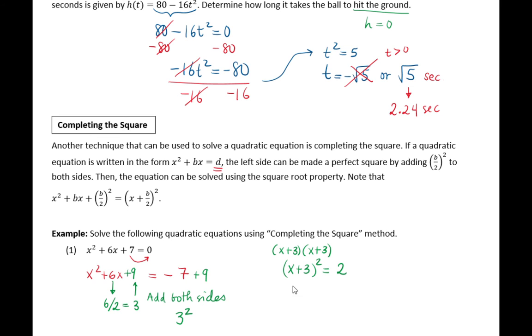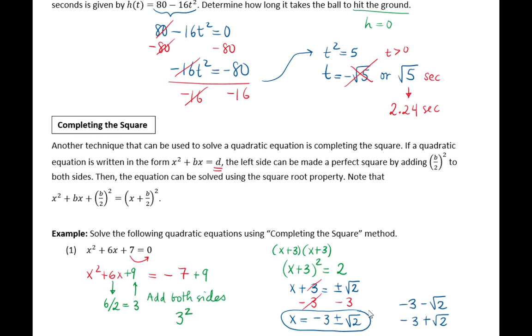So from here we can just say x plus 3 equals plus or minus square root of 2. By the square root property, I take the radical. So I subtract 3 from both sides. These two cancel, and we get the final answer: x equals negative 3 plus or minus square root of 2. So that's the solution set. And if you want to write the solutions separately, you can write negative 3 minus square root of 2 and negative 3 plus square root of 2. That's how you write them separately.